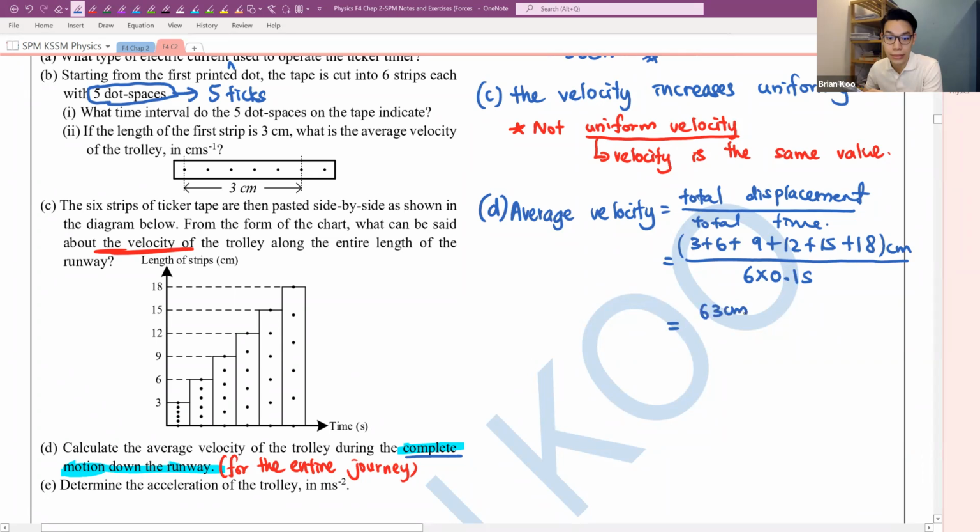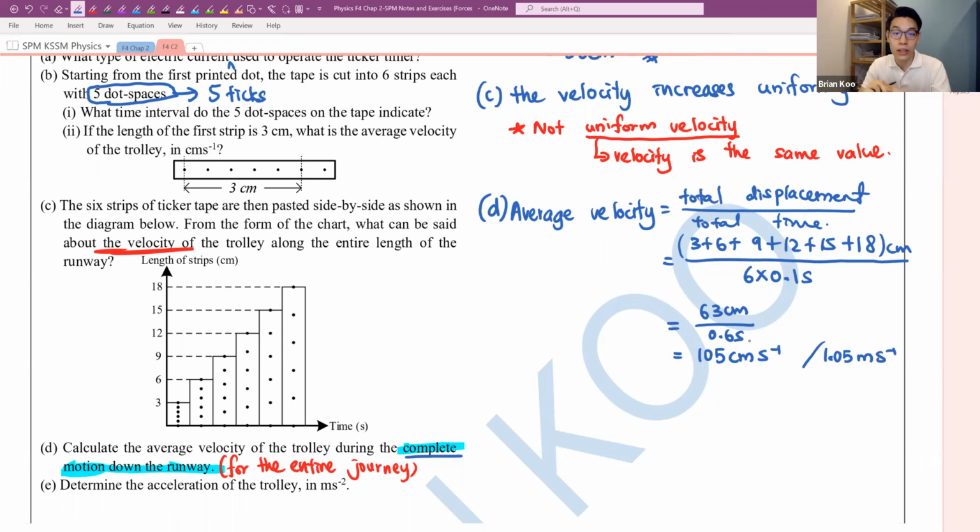And then the top part, we have in total 63 cm. Okay, the bottom is 0.6 second. I'll get 105 cm per second. Nothing wrong with this answer. If you want, you can also divide by 100 and it becomes 1.05 meter per second. One is in SI unit, another one is just in cm per second. Both are correct. If they never mention which unit to use, they cannot mark you wrong. Both are correct in SPM.